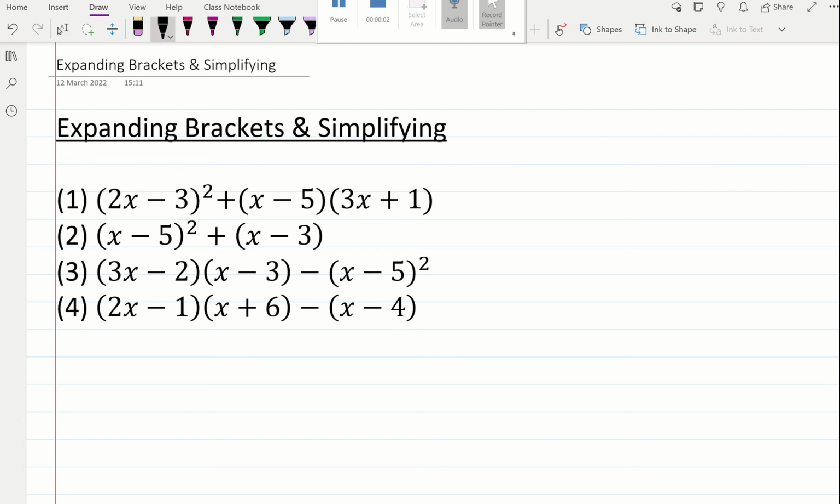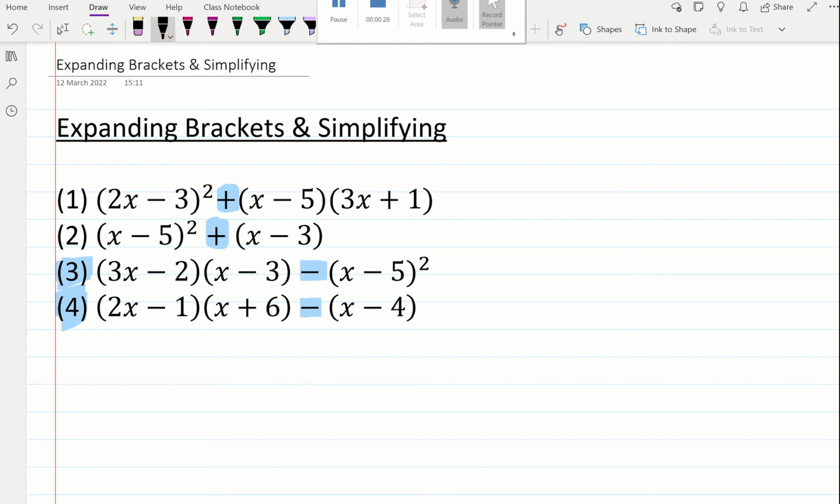In this video, I'm going to go through expanding brackets and simplifying. So I want you to go through all four examples. They are a little bit different in the sense that the first two are being added, and the second two are being subtracted. And it's the subtraction questions that are really important. They tend to come up a lot in exams.